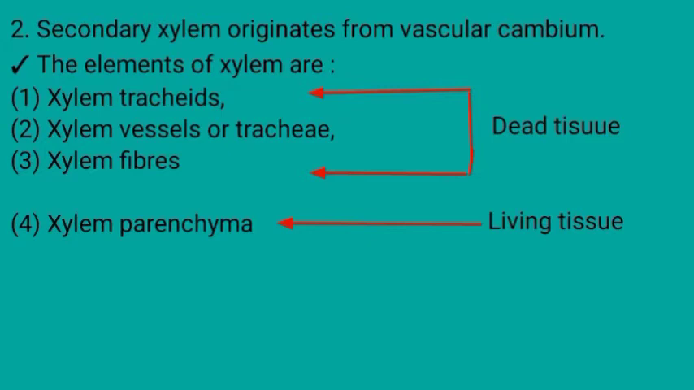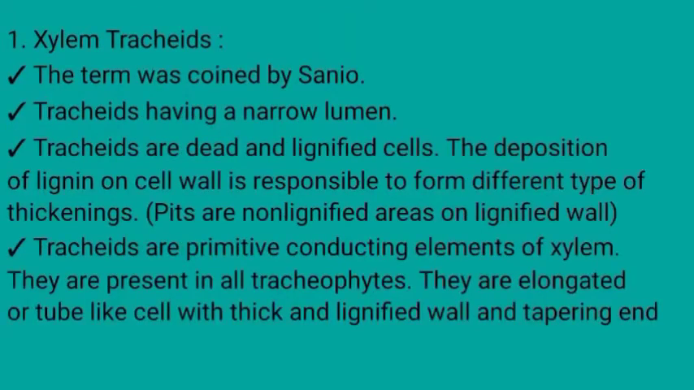The elements of xylem are xylem tracheids, xylem vessels or xylem tracheae, xylem fibers, and xylem parenchyma. Among these, xylem tracheids, xylem vessels and xylem fibers are called dead tissue and xylem parenchyma is the only living tissue. Xylem tracheids. The term tracheid was coined by Sanio. Tracheids have a narrow lumen. Tracheids are dead and lignified cells.